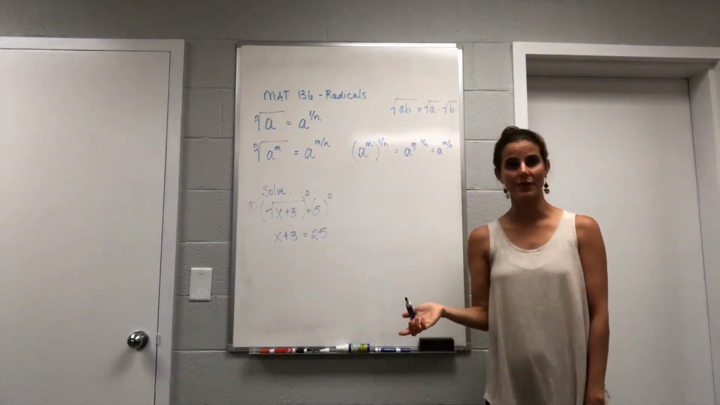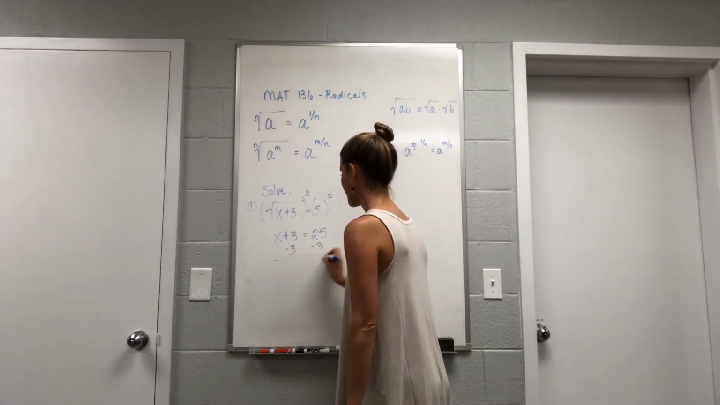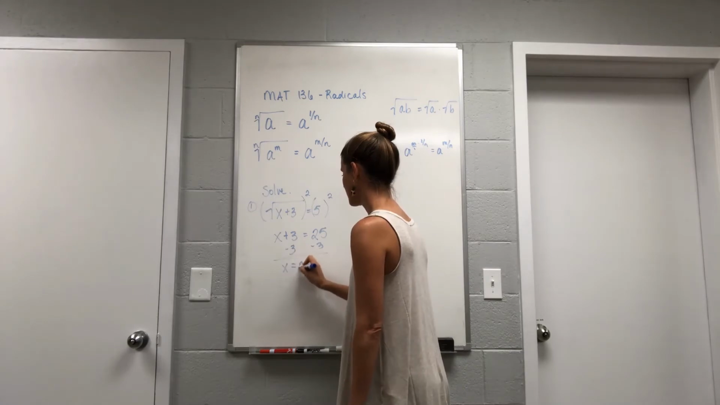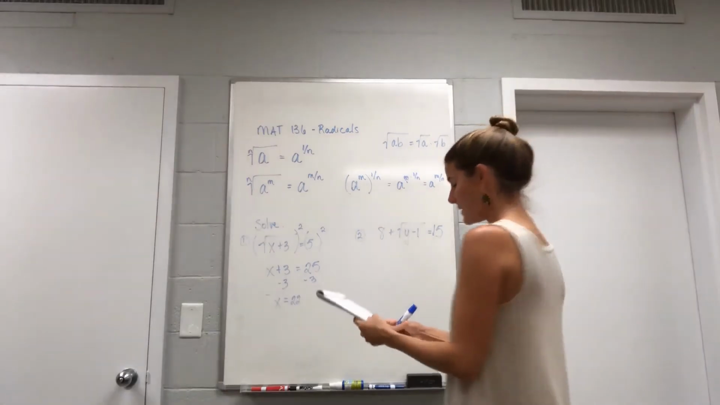Now I can get rid of that 3 to get x by itself. So I'm going to subtract 3, and that leaves me with x equals 22. And that's my answer.